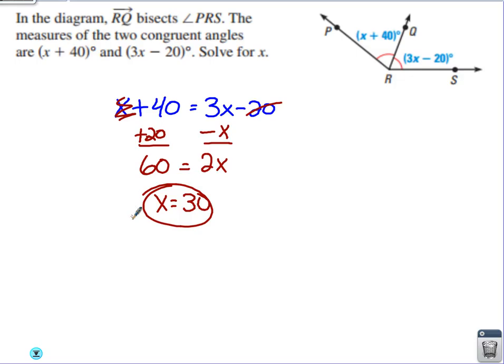It says solve for x. We're done. Okay, that's the actual answer, but I'd rather you go the next step further. Because right now we're fairly confident with our answer. You can be certain, without a shadow of a doubt, that answer is right by simply doing this. If x is 30, 3 times 30 minus 20 is 90 minus 20, that's 70 degrees. And 30 plus 40 is also 70 degrees. And something else you know even more now, because you actually know how big that angle PRS is. It's 140 degrees. By the angle addition postulate, the whole angle is 140 degrees.